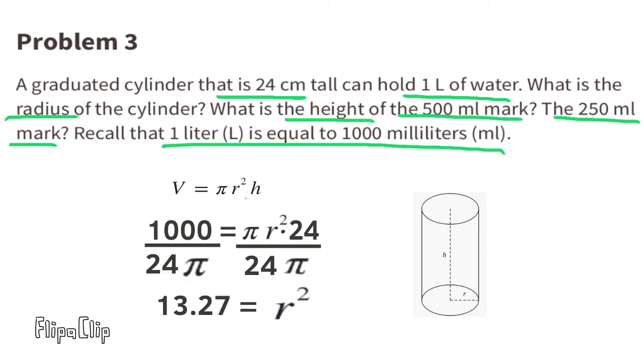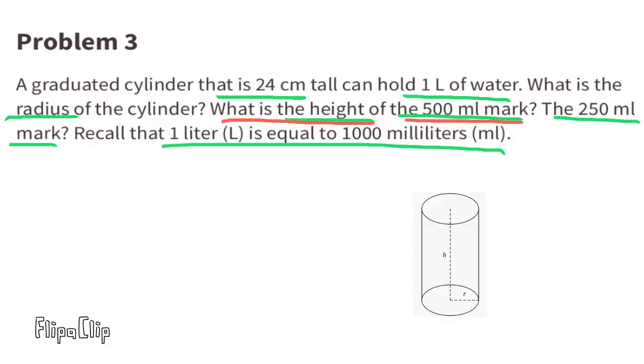What number times itself equals 13.27? 3.64. So the radius of this graduated cylinder is 3.64 centimeters. This question also asks, what is the height of the 500 milliliter mark? Well, 500 milliliters is half of 1,000 milliliters, so its height is going to be half of 24 centimeters. Half of 24 centimeters is 12 centimeters.